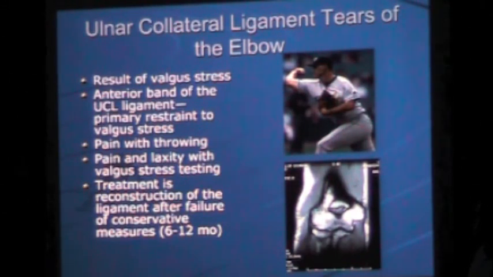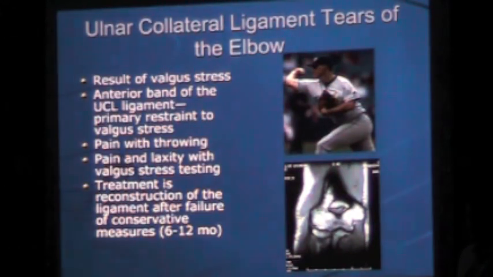Treatment is reconstruction of the ligament after failure of conservative measures. Now that all depends, once again, on the patient, their expectations, and the type of tear that they have. If it's a partial tear, the majority of these do great with non-operative management. And Adam would be great to talk about ulnar collateral ligaments with PRP, because I think there are some studies on PRP injection for these partial tears, and they're actually showing some pretty good results.